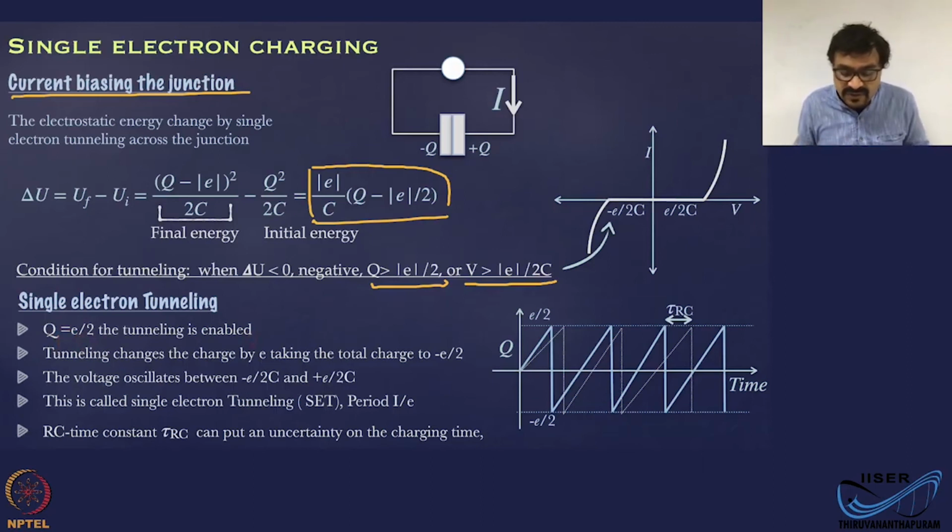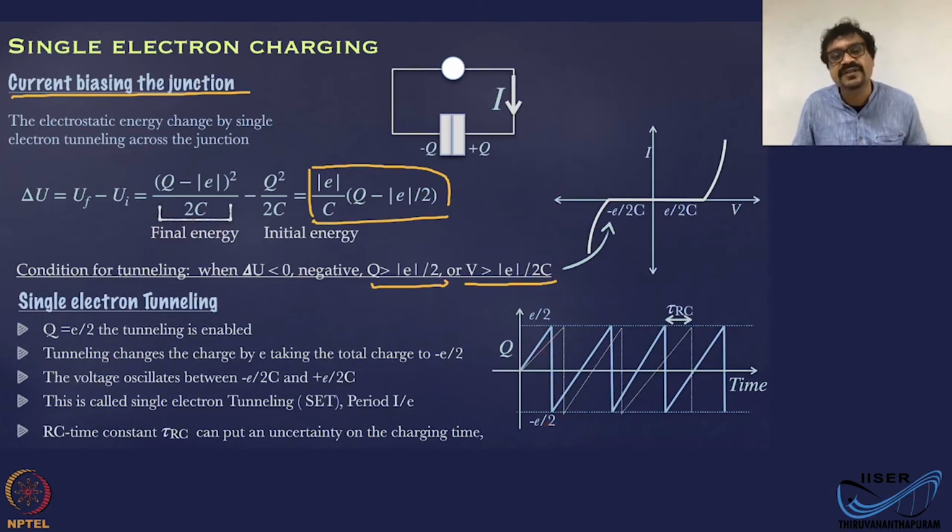But the process of tunneling actually takes the Q from E by 2 to minus E by 2, because tunneling is always discrete. This equation does not really assume that the Q is discrete. But every time an electron tunnels through, the change is by 1 electronic charge. What that means is, when the voltage climbs to E by 2C, tunneling happens, and it will bring the total charge back to minus E by 2.